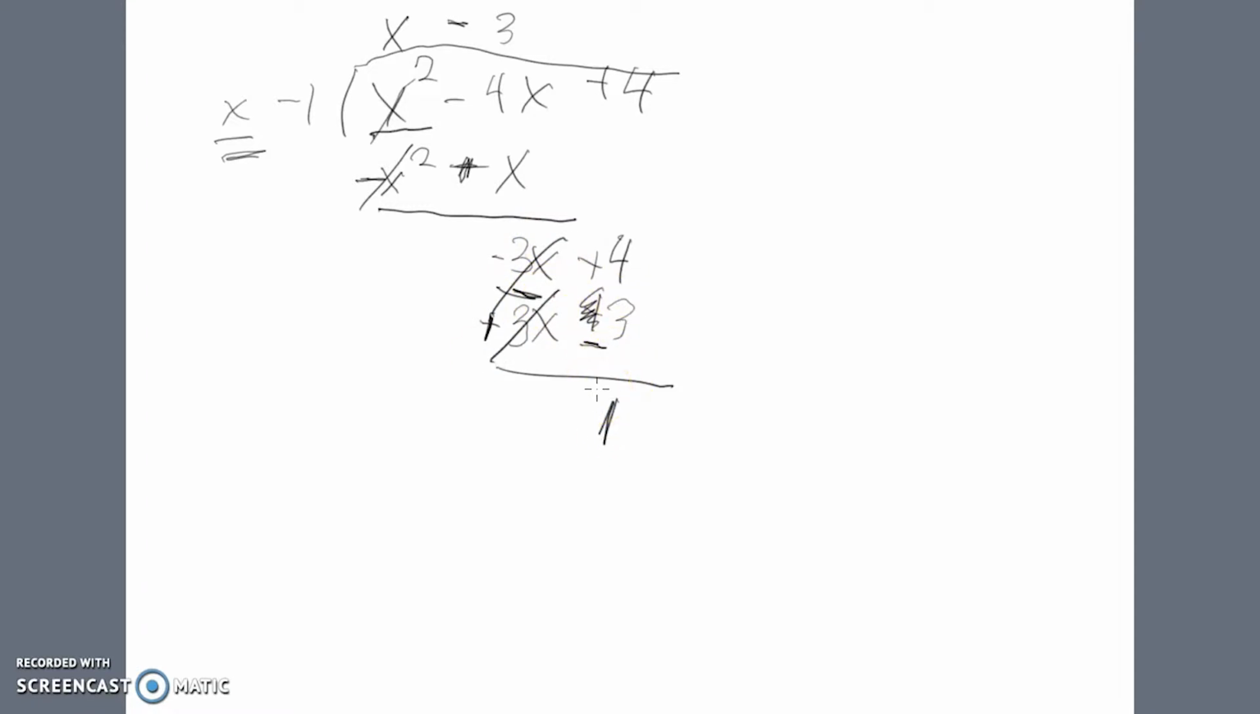Since we have a remainder, we know that x minus 1 cannot be a factor of x squared minus 4x plus 4. And the answer to this question is x minus 3 remainder 1. Another way to confirm this is by using synthetic division.